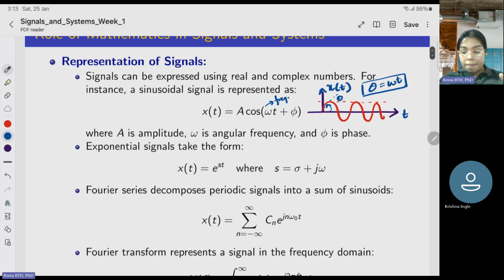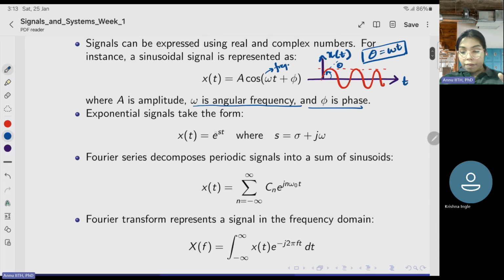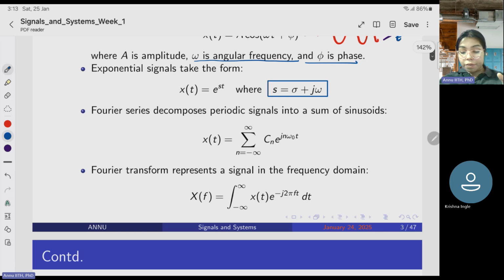Amplitude is A, omega is the angular frequency, and phi is the phase. Exponential signals take the form e^(st), where s is sigma plus j omega. The Fourier series that we talk about will be covered in detail later, because it has applications over decades.